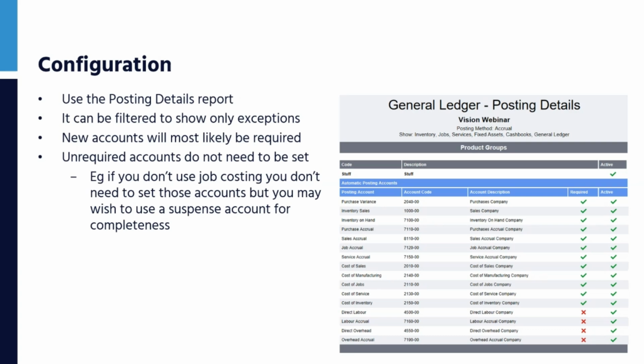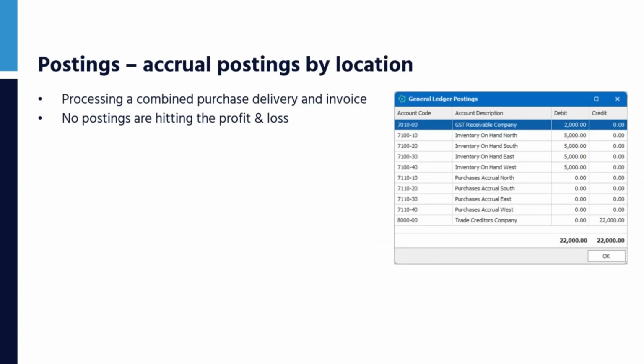And it is sensitive also to the posting method that you've chosen. So you'll see up the top of my report here, it says posting method accrual. If you do change methods, chances are that you will need new accounts, and not all accounts are required. So if you're not using manufacturing, for example, or even if you are using manufacturing, if you don't care about getting finer grain postings on your labour and overheads, don't set those accounts. Simple. So that's just a little bit of an overview of that configuration.